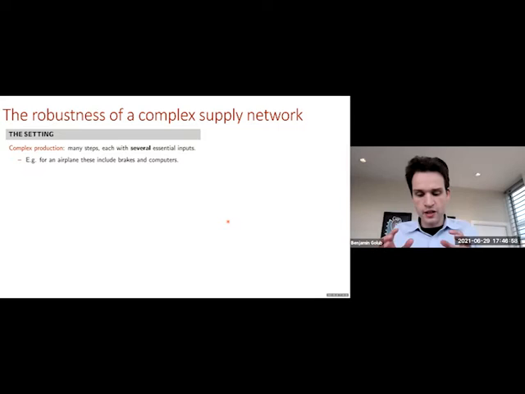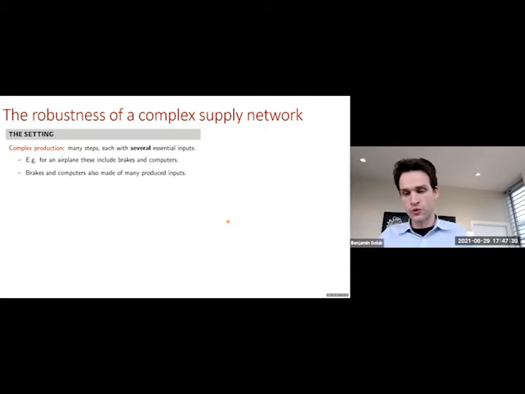I'm going to start by telling you the shape of the model I'm going to be interested in. Then I'll speak about motivation for an unusually long time, but I wanted to get into the same space of thinking about models before we talk about the world. So I'm going to be interested in processes of complex production. And by complex, I mean that there are many steps to this production, and each of these steps involves several essential inputs. So for example, to make an airplane, these are chosen partly for alphabetical reasons, you need to source brakes and computers. And these are complex things that don't grow on trees, but they are made of other produced inputs.